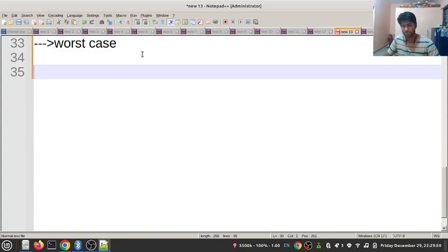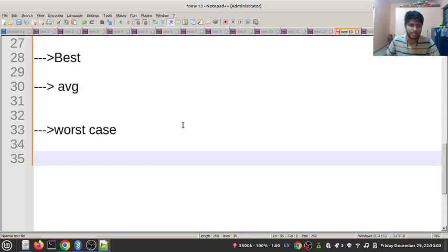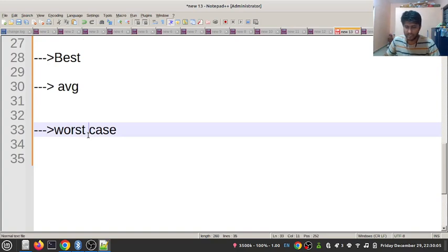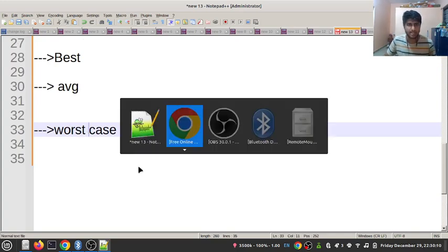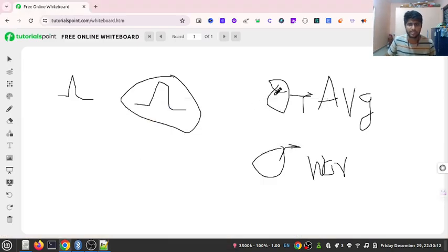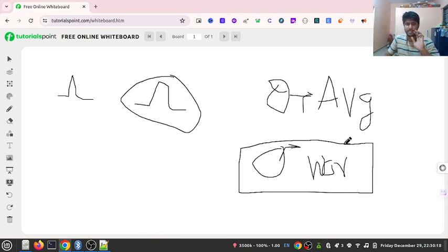Okay, these three things we understood. I forgot to write big omega. Now, what do the best case, average case and worst case represent? Whatever the big O notation is about, that we have understood, it is the worst case.